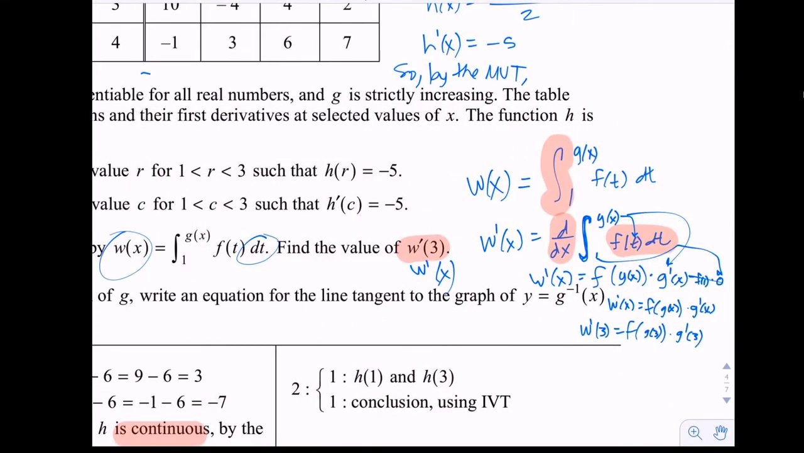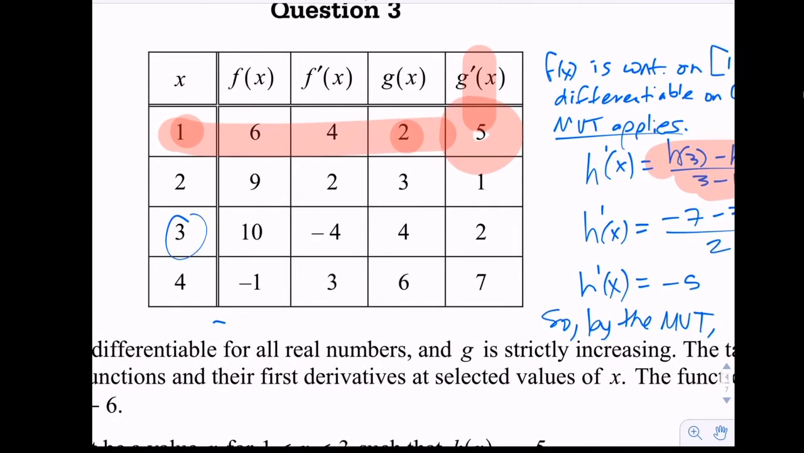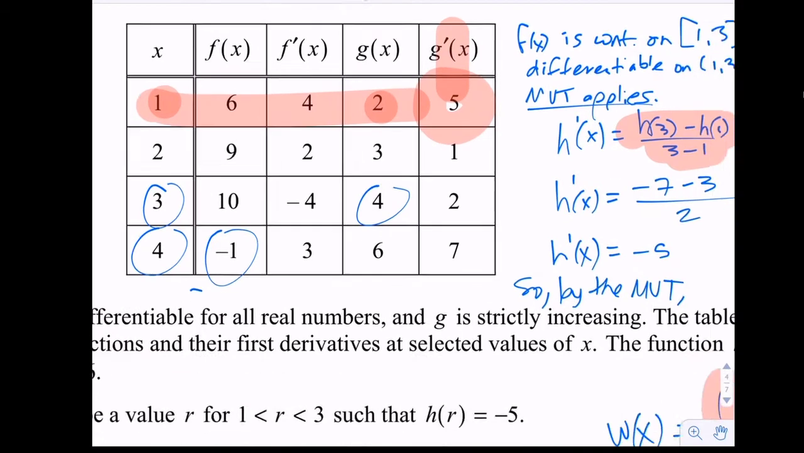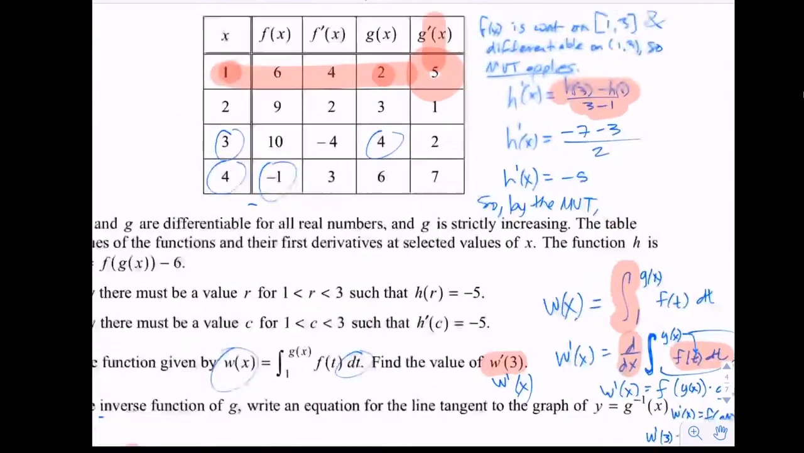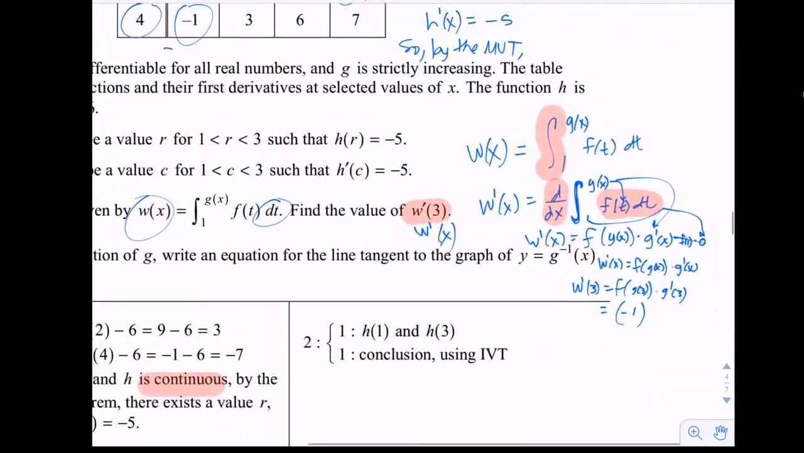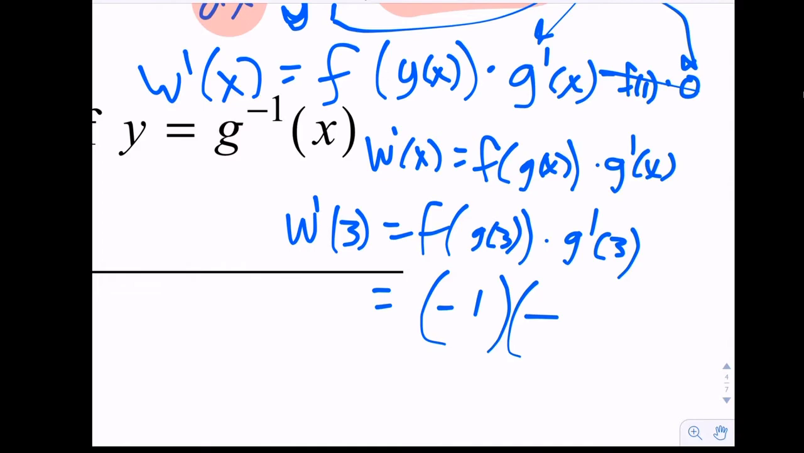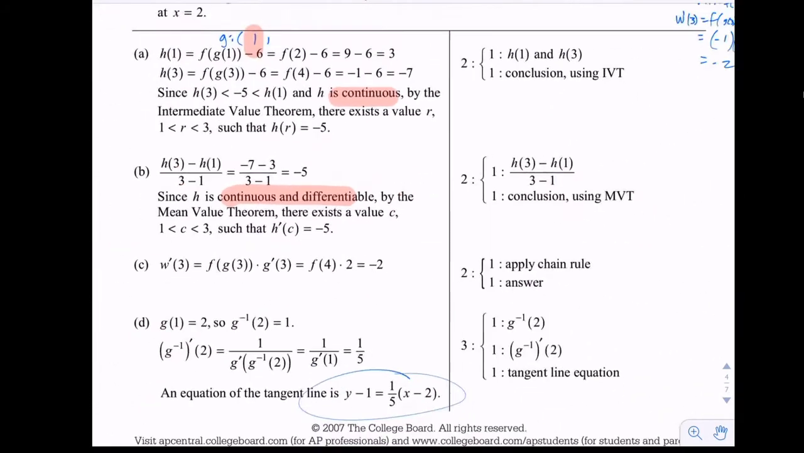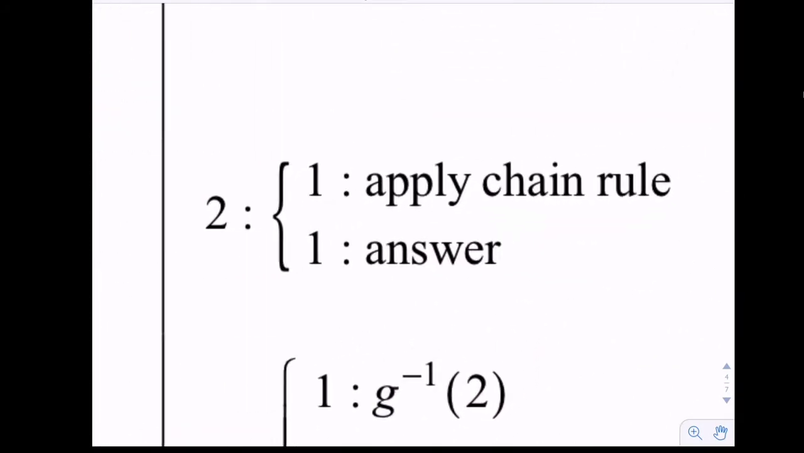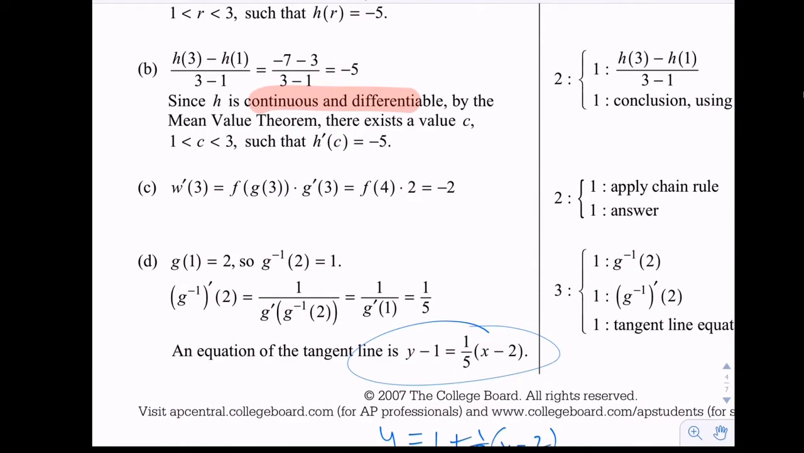And now you can pull values from the table. g of 3 is what? 4. And now f of 4 is negative 1. So this becomes negative 1 times g prime of 3. g prime of 3 is 2. And at this point, I'm walking away right there. Oh, I messed it up. I put negative 2. Let's stop right there. It's negative 2. It's still correct. And you got 2 points for that: one for applying the chain rule, and one for your answer.